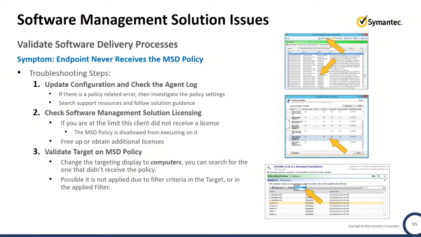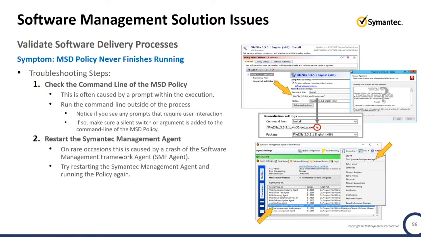Okay, so there's a quick method to do it. Go to the agent, press the update button. Check the software management solution licensing. That's the number one reason why you're not getting your software going, right? You've expired your licenses or you've gone over them. Validate the target on the policy. Check the target on the policy. Do the update list. Ensure that your item is in that targeted list. Pretty obvious, but you'd be surprised.